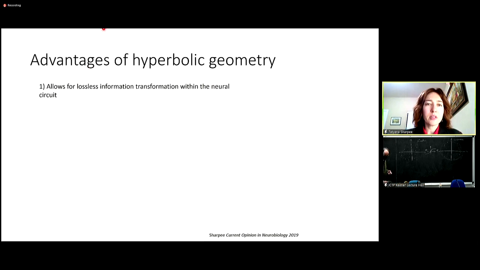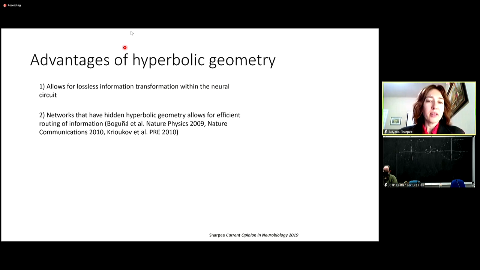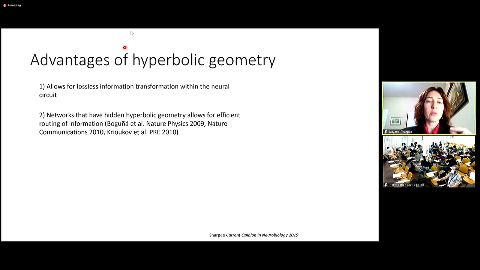So the summary of this first part is that if we want to work with variables that allow for lossless information transmission within the neural circuits, then we have to transform from stimuli to a hyperbolic representation of these stimuli. It also overlaps with previous results, not exactly about information theory, but practical observations that if you structure the connections within a network according to this hidden hyperbolic structure, as in the internet, for example, then this allows for efficient routing of information.